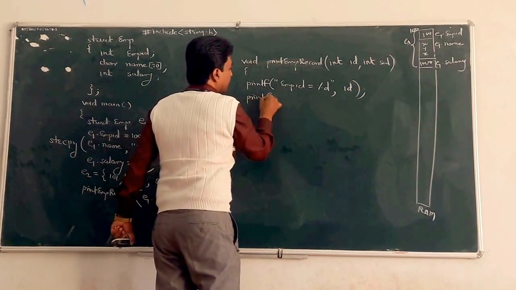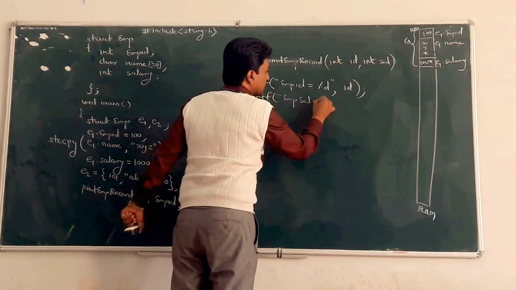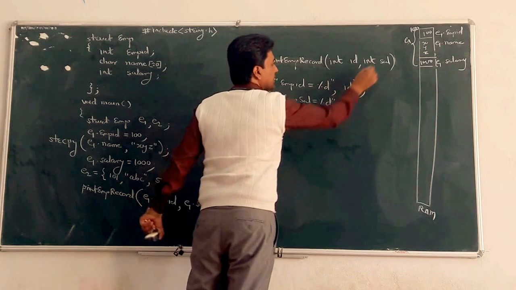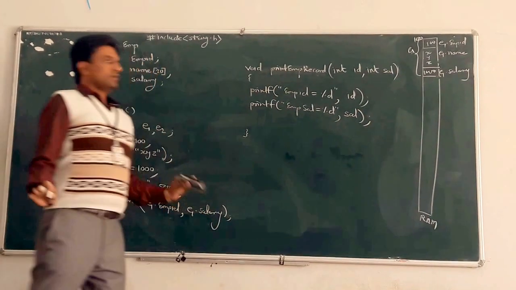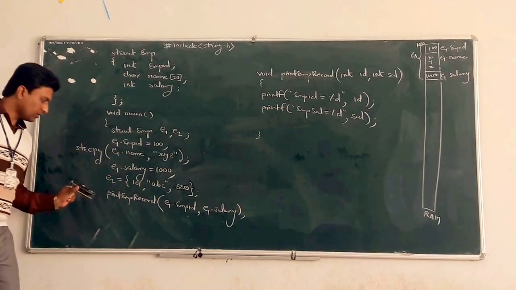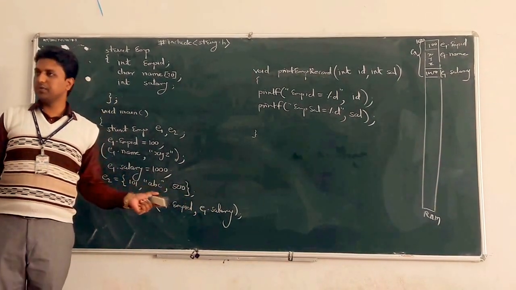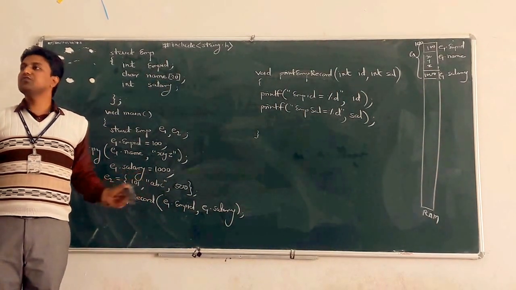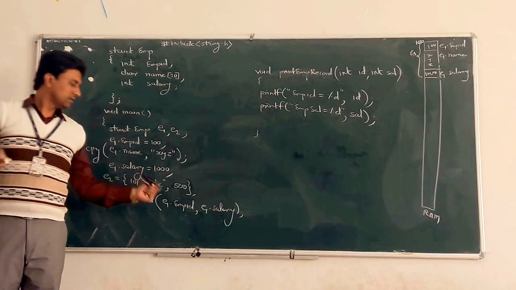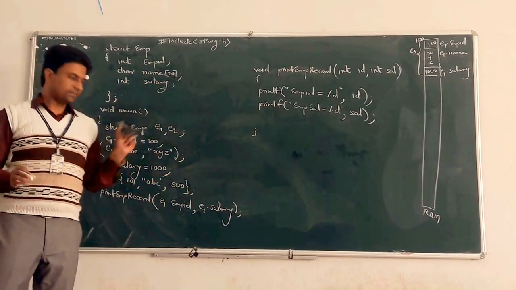Second, printf employee salary is equal to %d, and where is that salary stored? In the salary variable. Clear? So we have to pass structure data members to a function separately. Okay, this is one way to pass data members separately to a function.